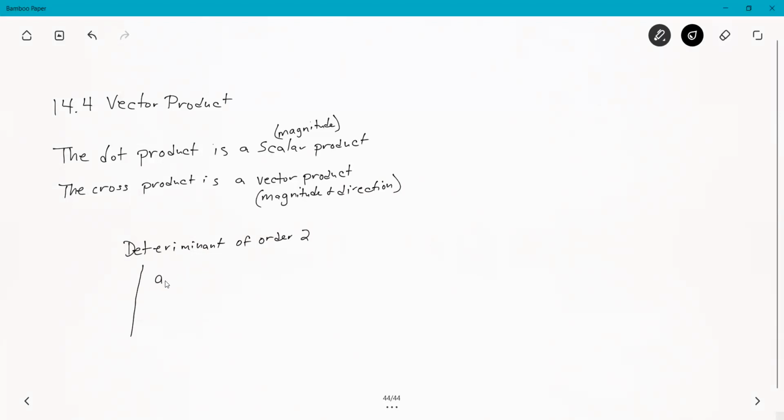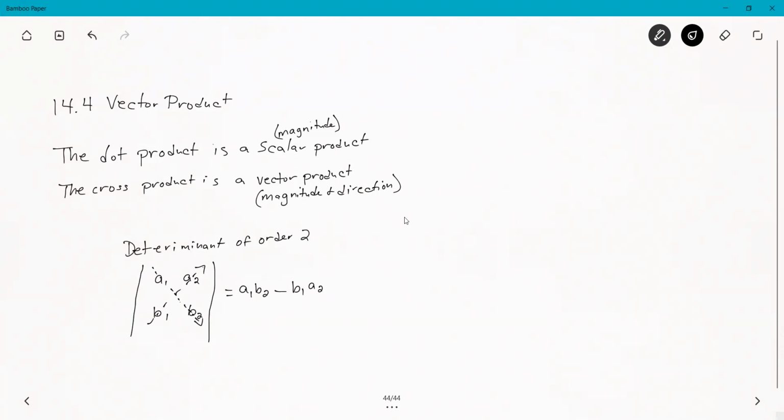So say we have some a sub 1, a sub 2, b sub 1, b sub 2, okay? And these lines represent a matrix. So the way this is going to work is we're going to multiply a sub 1 times b sub 2, and then we're going to subtract off b sub 1, a sub 2, or a sub 2, b sub 1. It really doesn't matter. Okay, so that's going to give you the determinant of order 2.